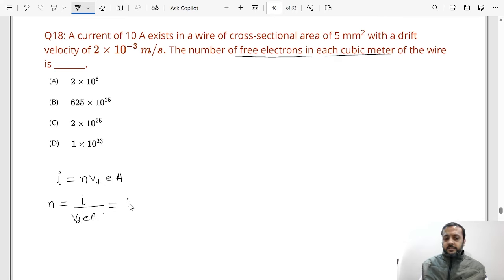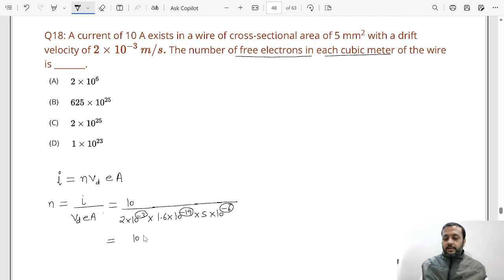So the value of I is how much? 10 ampere. Vd is 2 into 10 to the power minus 3. Magnitude of the charge on the electron is 1.6 into 10 to the power minus 19. And cross sectional area is 5 millimeter square, so if you put it in meter square, it will become 10 to the power minus 6. So basically, if you do the calculation here, this is minus 3, this is minus 19, so minus 22, minus 28, let's write minus 28 only.